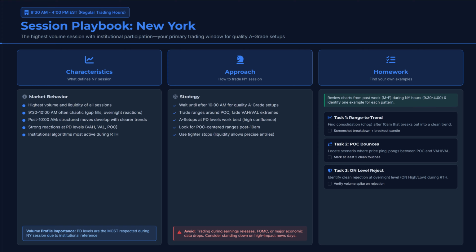Characteristic number 2, the first 30 minutes from 9:30 a.m. to 10 a.m. are often chaotic and irrational. This is the gap fill period, the overnight reaction period, and the time when retail traders scramble to react to news or overnight moves. You'll see erratic candles, fake breakouts, and stop hunts. Professional traders stand aside during this window due to unpredictable behavior.